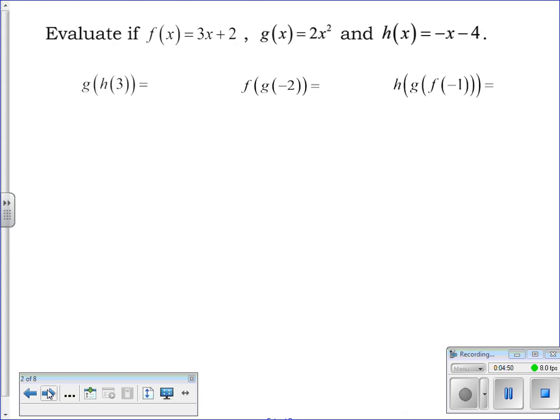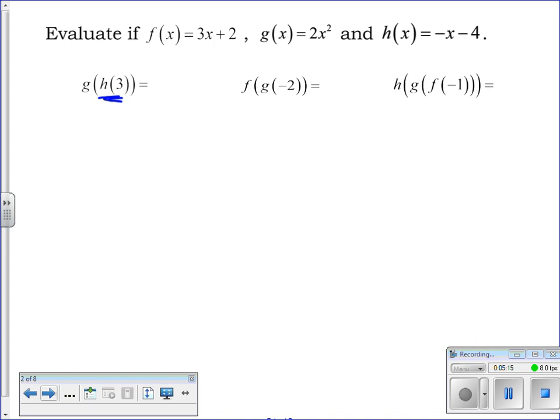Okay. Same functions. This is an example of a composite function: g of h of 3. What I need to do to be able to find g of h of 3 is first find h of 3. I have to figure out what this is, and I put that into g.